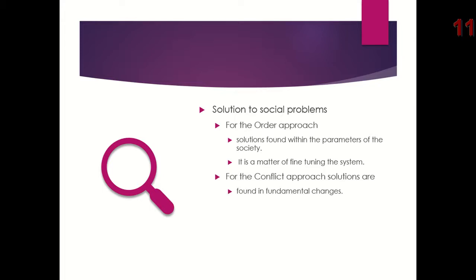So we know what causes it. We know where they come from. So how do you fix them? According to functionalism, the solution is found within the parameters of the society. You just have to tune the system up. So that means, you know, tightening a couple cogs here and there, shaping up the institutions a little bit, and then poof, it's fixed.